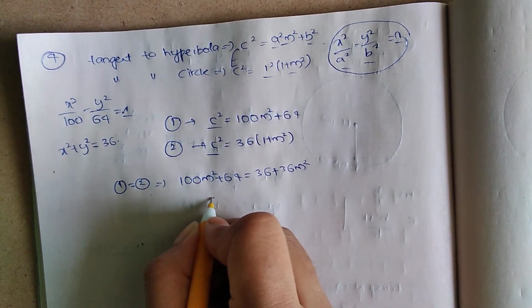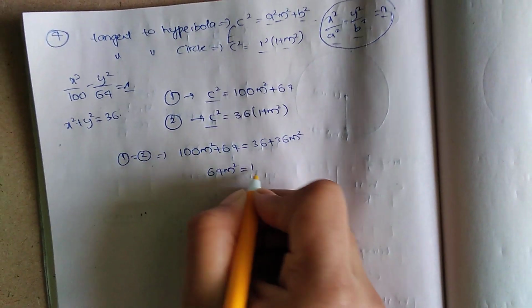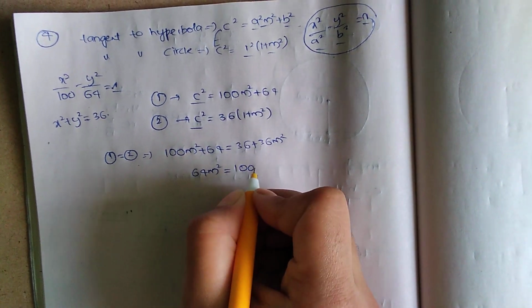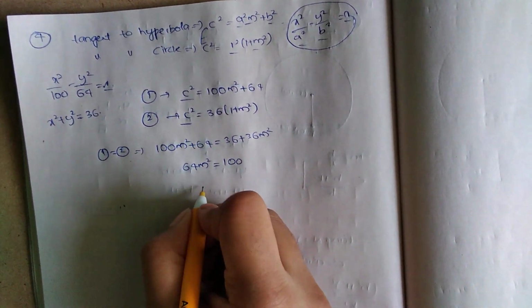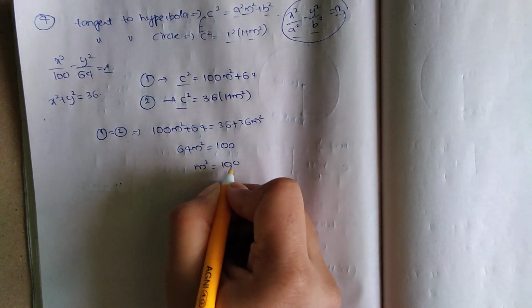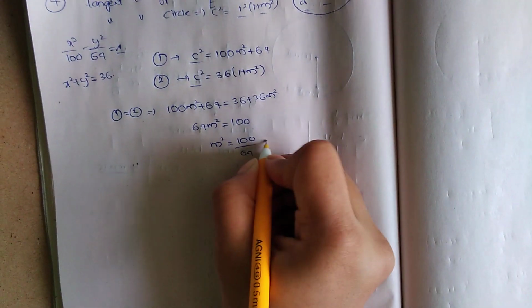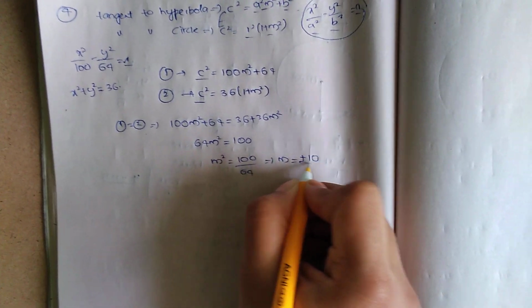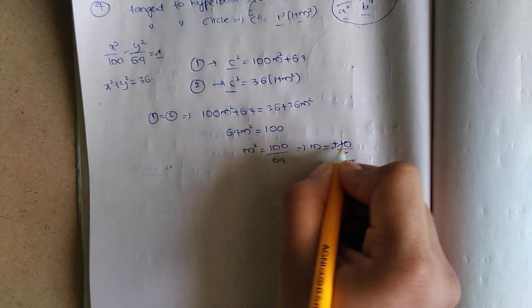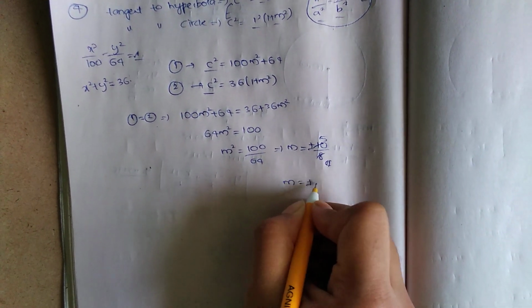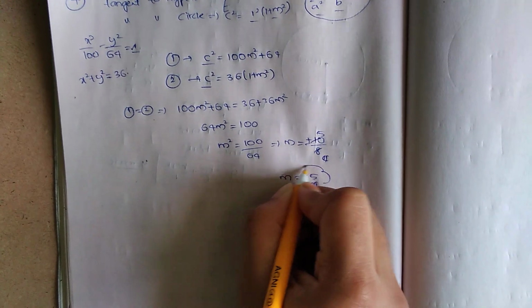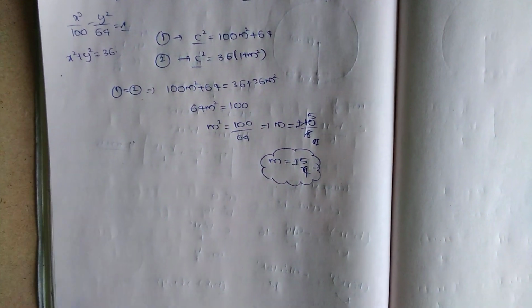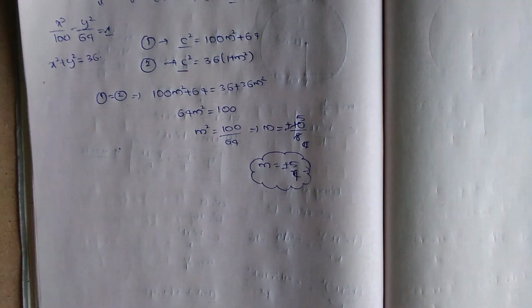Which implies 64 m square is equal to 100. What do you get m square as? 100 by 64, which implies m is equal to plus minus 10 by 8, which is plus minus 5 by 4. Yes, m is equal to plus minus 5 by 4.